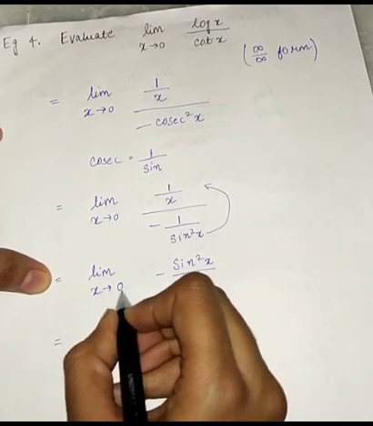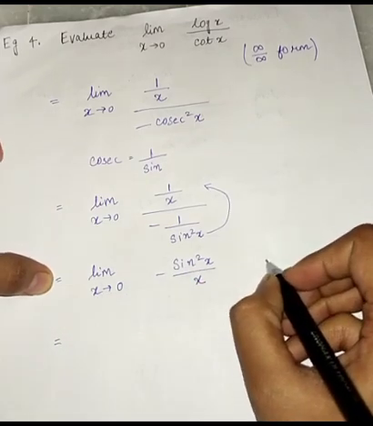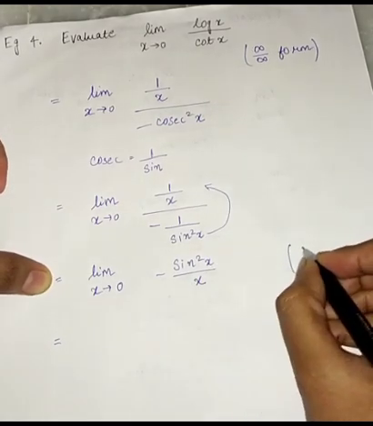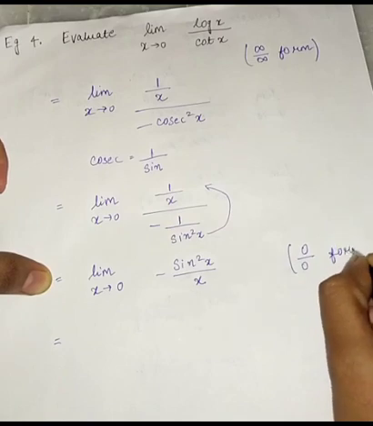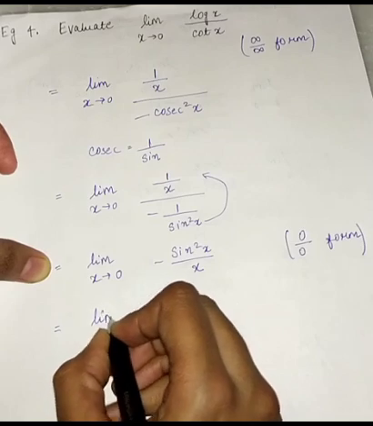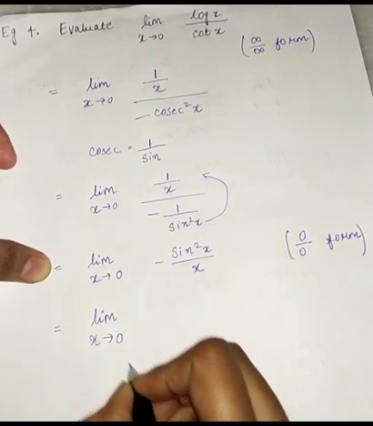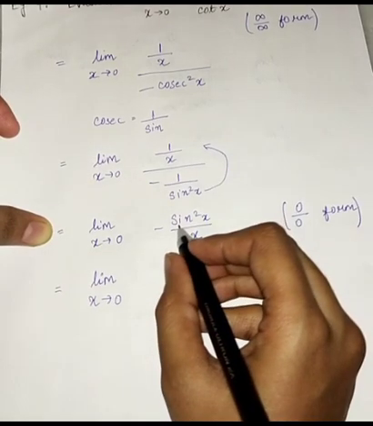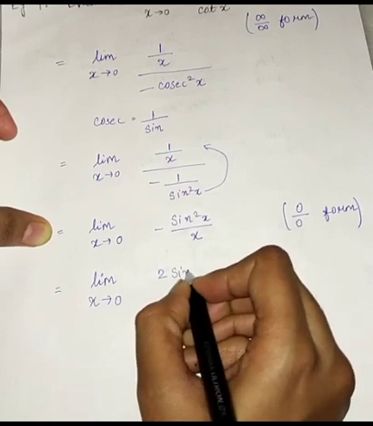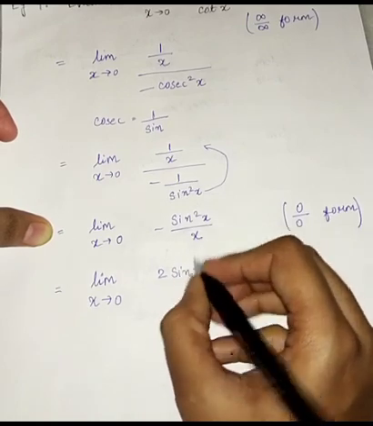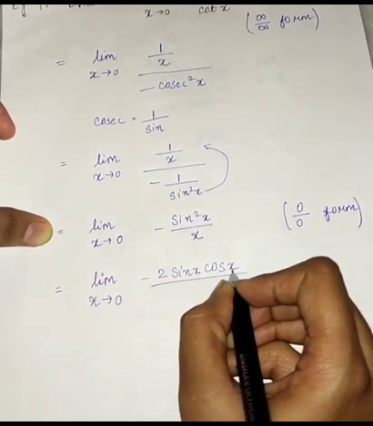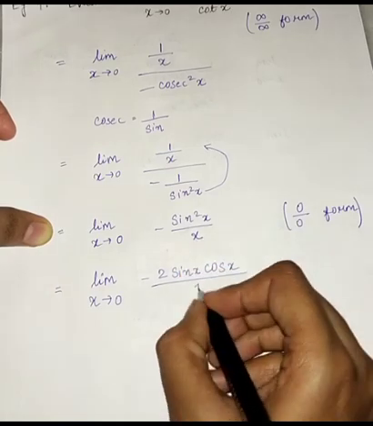Now if we substitute this limit in this equation, then we get sin 0 upon 0. Sin 0 is 0, so we get 0 by 0 form. So we again differentiate this equation further. So we get limit x tends to 0. Differentiation of sin square x is 2 sin x, and differentiation of sin x is cos x. So minus 2 sin x into cos x, and differentiation of x is 1.